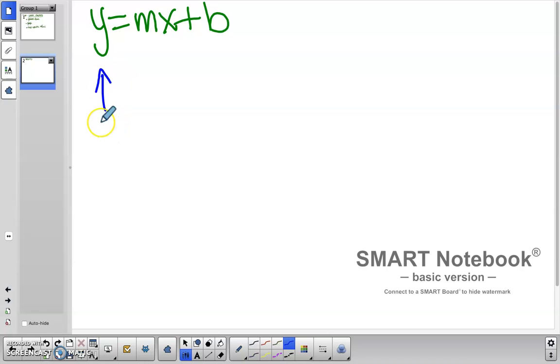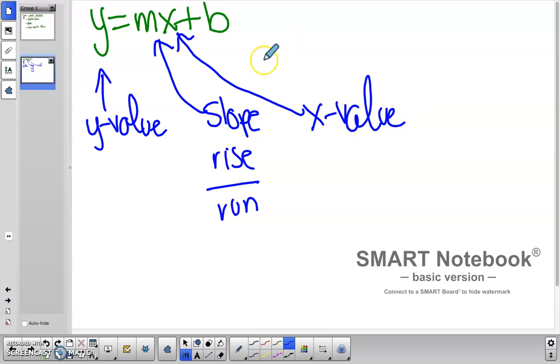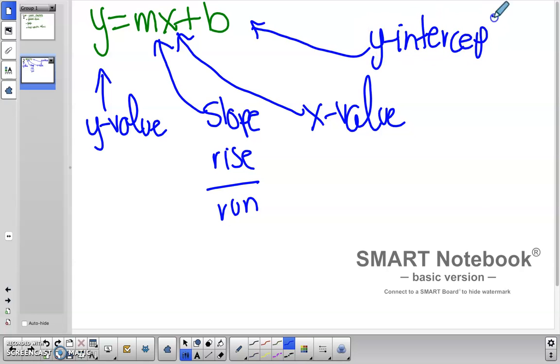Alright, so this y is going to be the y value given from a word problem. The m is going to be the slope, which is going to be the rise over the run. Okay, this x is going to be an x value, and the b is going to be the y-intercept, and that's going to be the y value when x is 0. So I'll say when x is 0, I'm going to put it as b. Okay. Alright, so now I'm going to give you a problem.